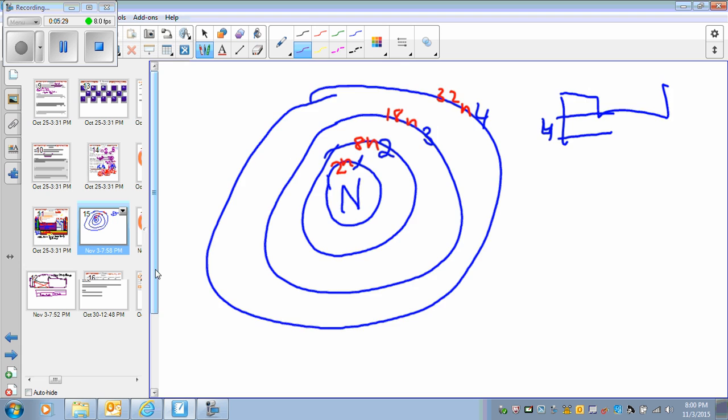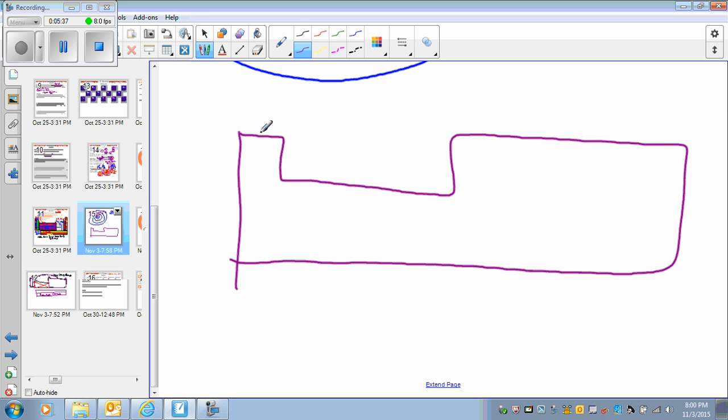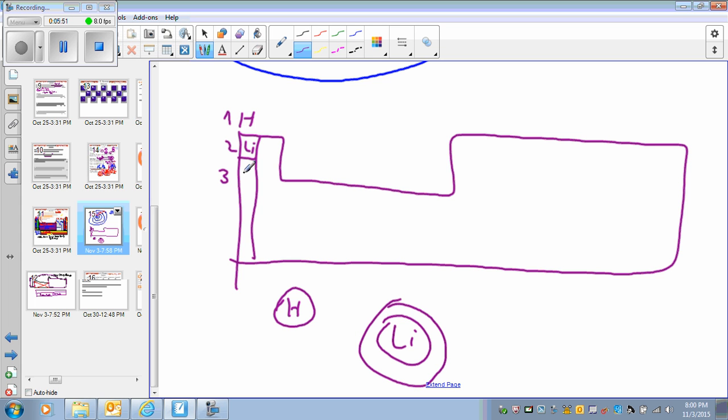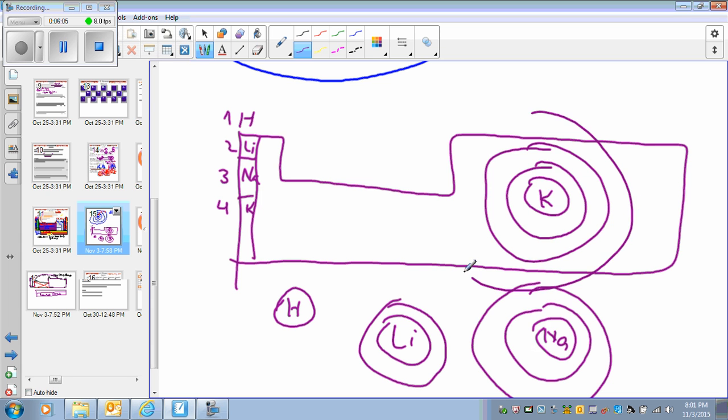Okay, so let's look at the periodic table. You have hydrogen right here. Hydrogen is period 1, so it has 1 energy level. Then you have lithium here. Lithium has how many? 2 energy levels. Then you have sodium here. Sodium has what? 3 energy levels. Then you have potassium here. Potassium will be how many? 1, 2, 3, and 4 energy levels. So how many energy levels an element has is decided by the period number.